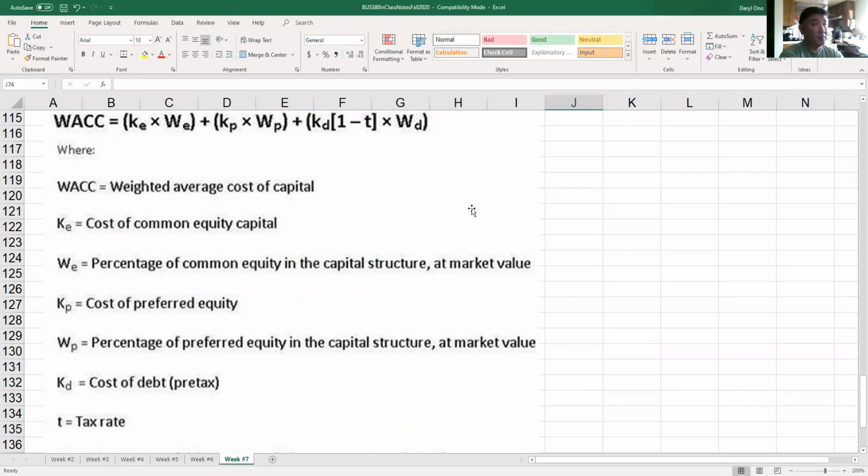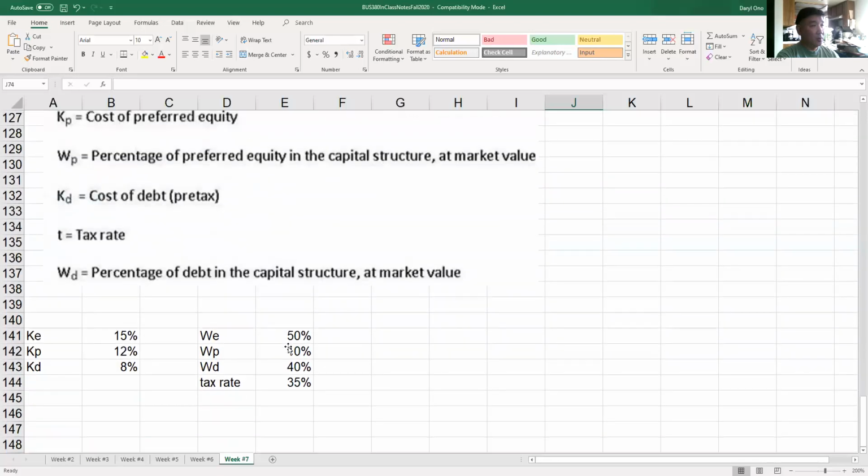And this cost of common equity, what did we use in the past? The capital asset pricing model. You can use the capital asset pricing model to calculate your cost of equity. Okay, so any questions? No.